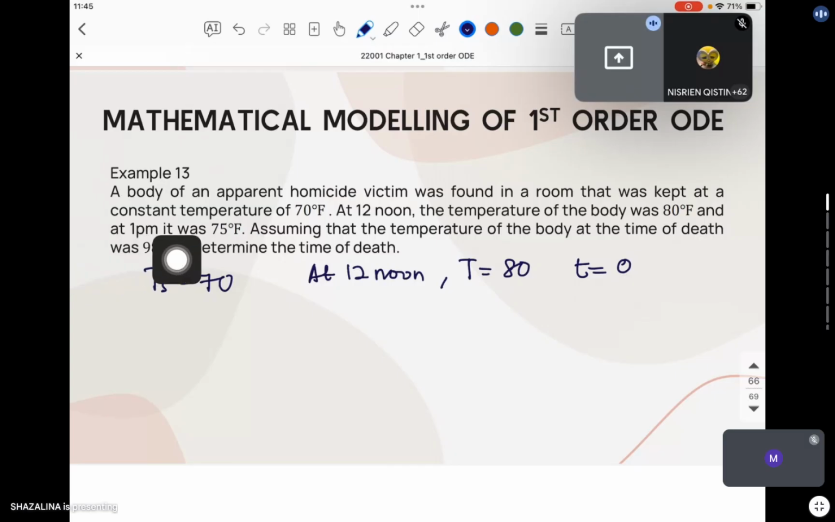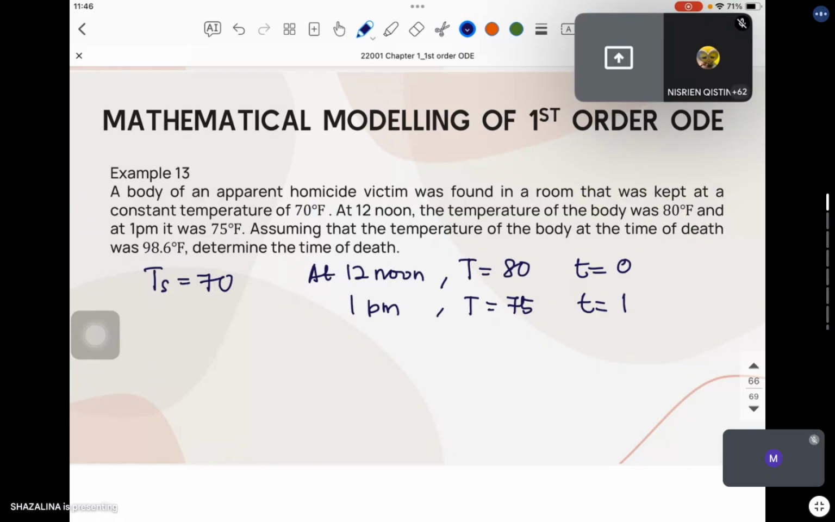Next, 1 p.m. it was 75 degrees Fahrenheit. So 1 p.m., temperature 75. So what is the small t? Small t is the difference between 12 noon and 1 p.m. So jarak dia adalah 1 hour. In this case saya nak guna hour, so let t equal 1. No need to change to minutes.